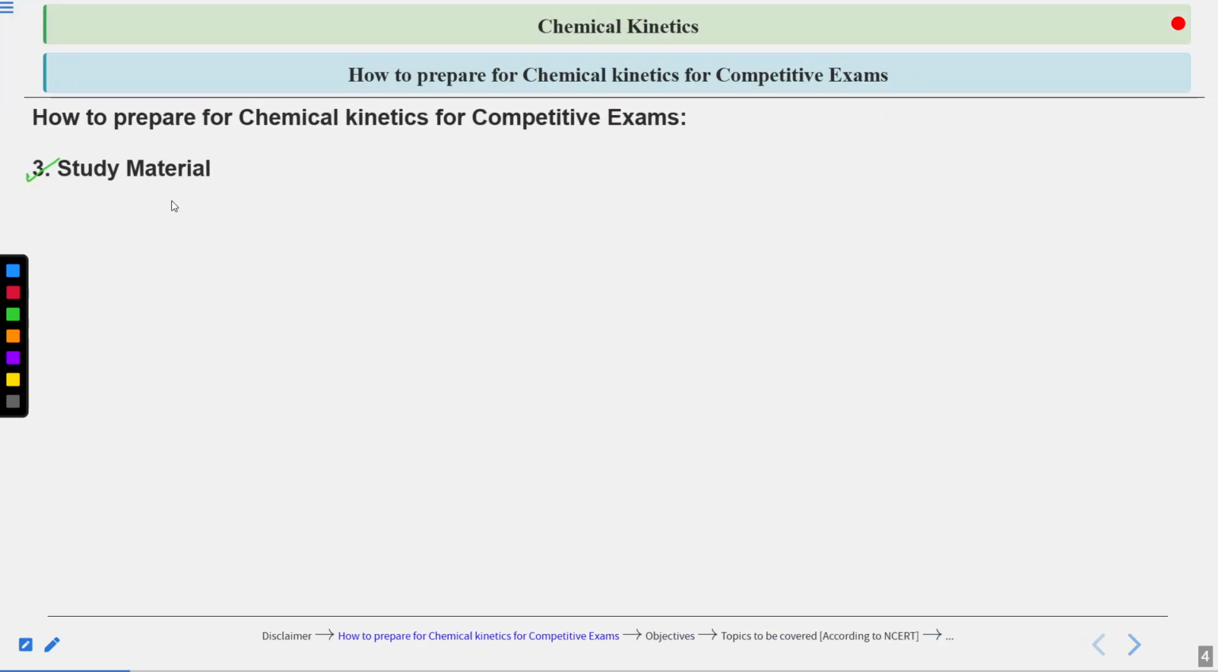The third thing you should focus on for the preparation of chemical kinetics is study material. That means what study material you are following for the preparation of your competitive exam. First of all, you should know about the NCERT textbook. In the NCERT textbook, the chemical kinetics chapter is present. So you should first of all cover the NCERT textbook for basics and the theory part, especially for the NEET examinations.